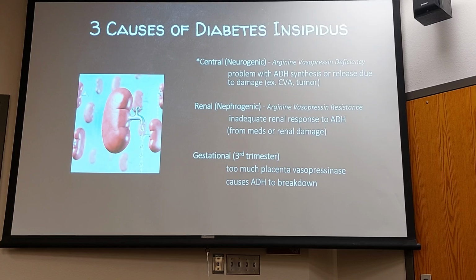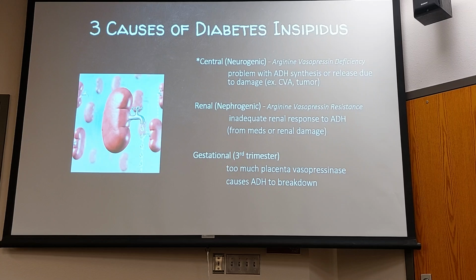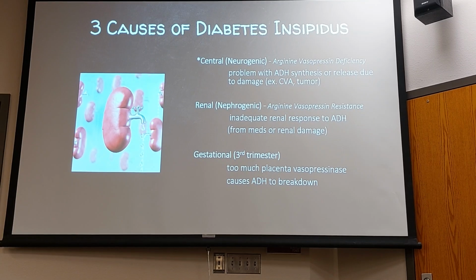There is a gestational one, happens in the 3rd trimester, has to do with the placenta and an enzyme, the vasopressinase, which really just kind of breaks down the ADH. It's resolved after delivery, usually takes a couple weeks, body recovers from it. Not really gonna get into that, just kind of an FYI.